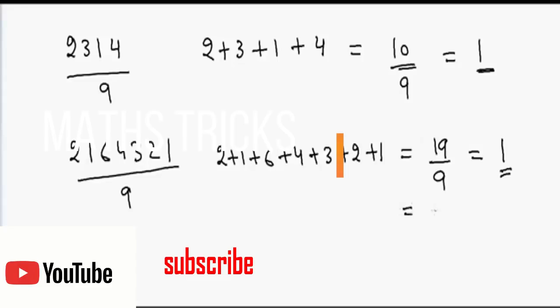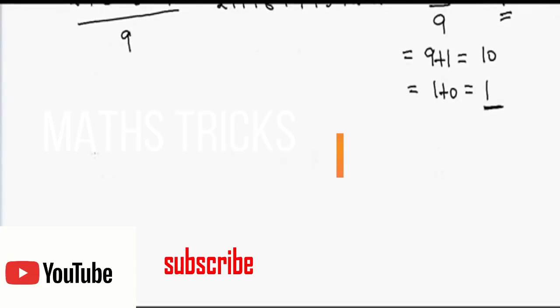Another thing you can also do is add 9 plus 1, that will give you 10, and then add 1 plus 0, that will give you 1. So your remainder will be 1. Another example, a much easier example: if I have 73 and I want to divide by 9, we know that 7 plus 3 is equal to 10, and if I divide it by 9, my remainder will be equal to 1.